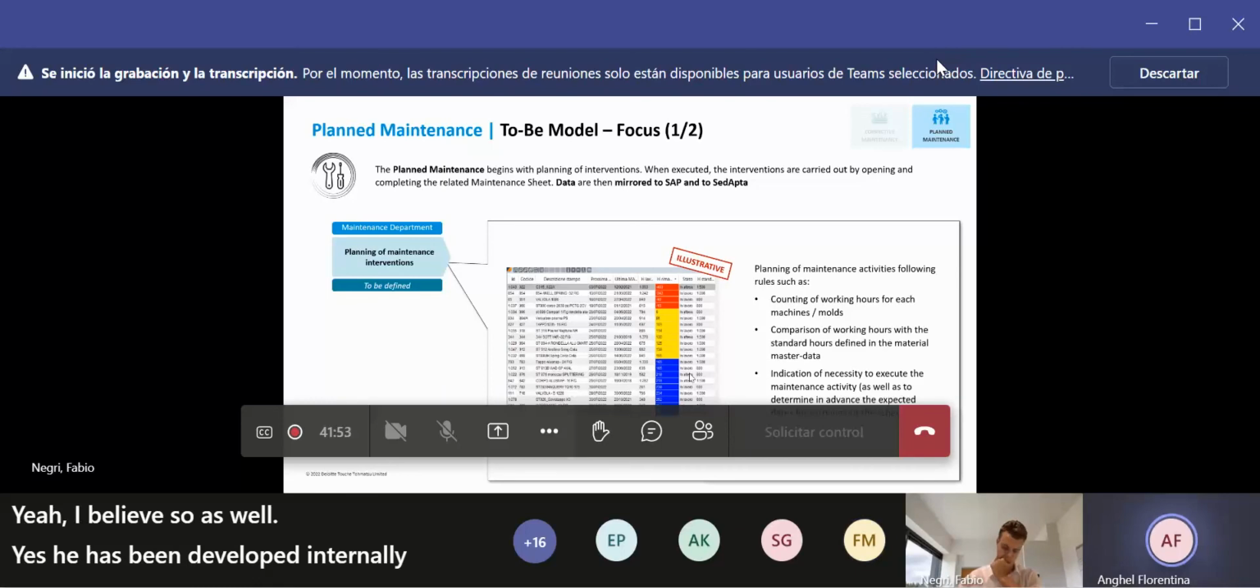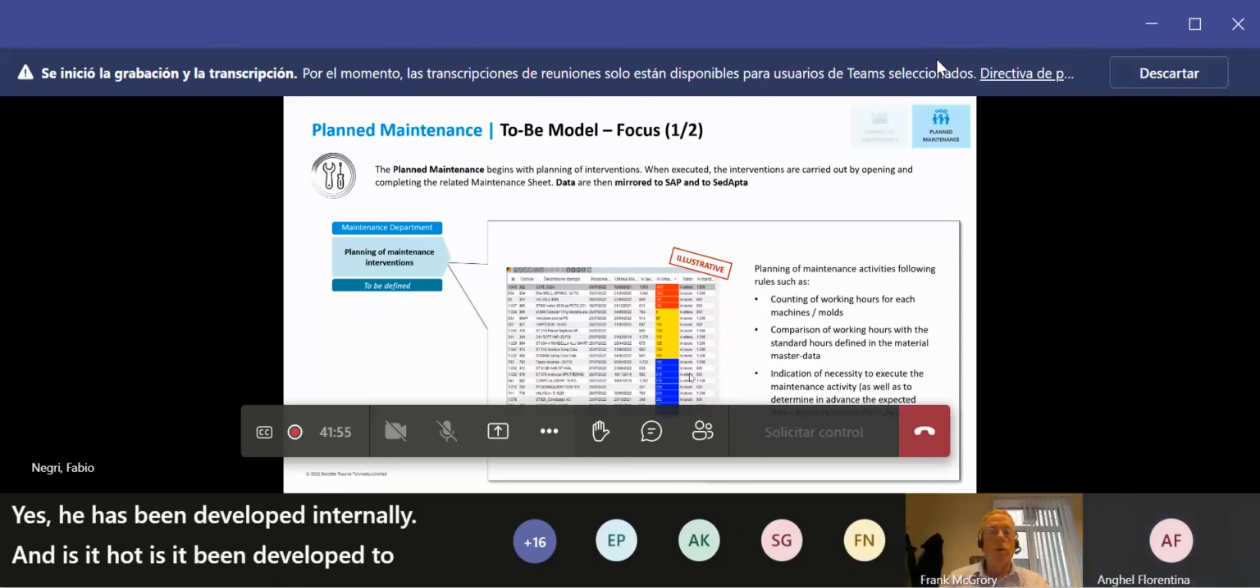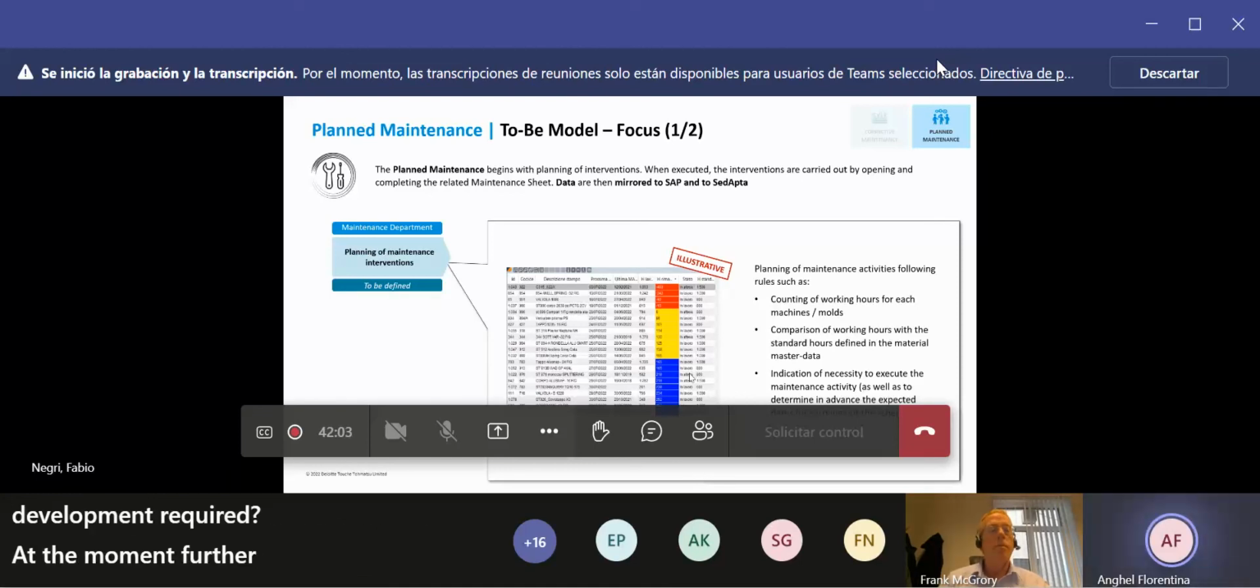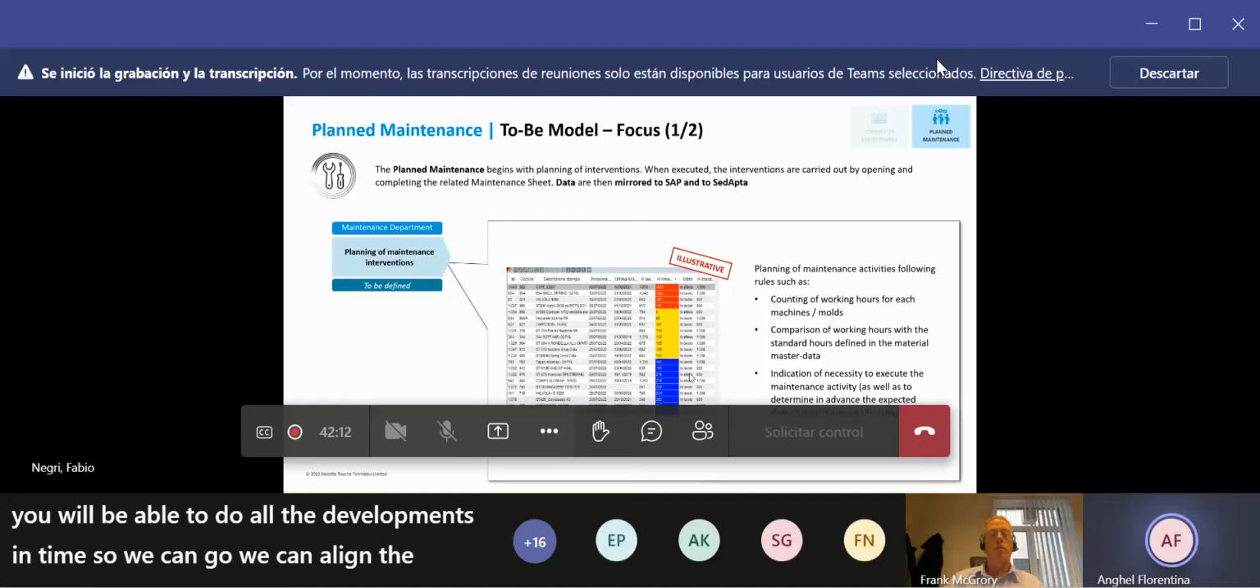And has it been developed to a point where we are comfortable with the functionality, or is there further development required? At the moment, further developments are required, which is why we are considering if we will be able to do all the developments in time, so we can align the go live of SAP S/4HANA together with Iris or not.